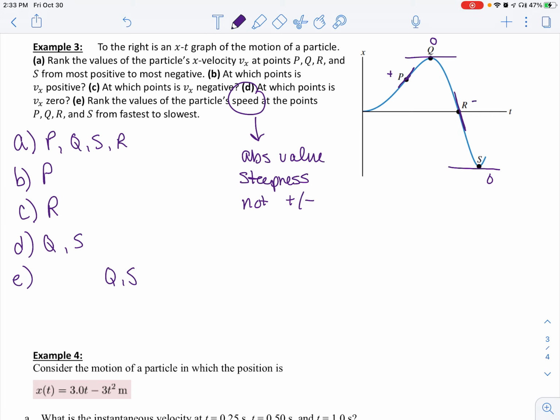Which slope is more steep? Does it look like P is more steep uphill or that R is more steep downhill? To me, R is more steep. So the absolute value of its slope would be bigger than the absolute value of P, because R is more steep, even though it's going downhill, than P is. That finishes that.